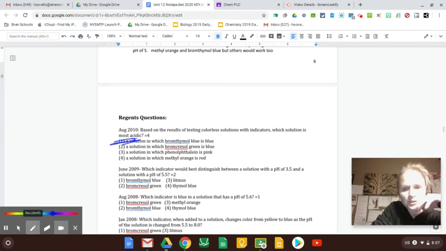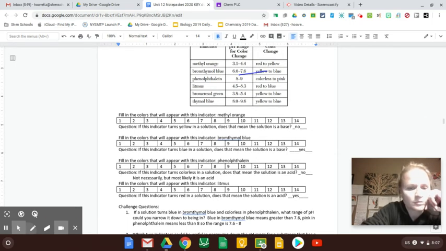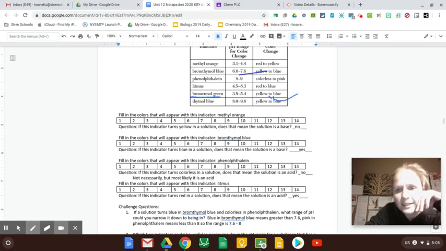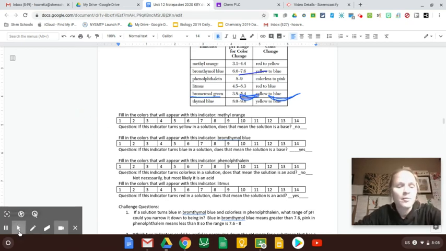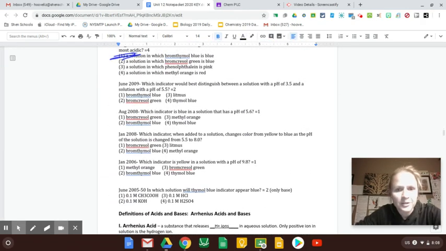A solution in which bromocresol green is blue. So I'm just going to go check. Bromocresol green, blue. Second number, second color. So it is blue from 5.4 and up, so it could be an acid. That one could be an acid, but it's not a super strong acid. It's not a really low number. Let me try the next one.